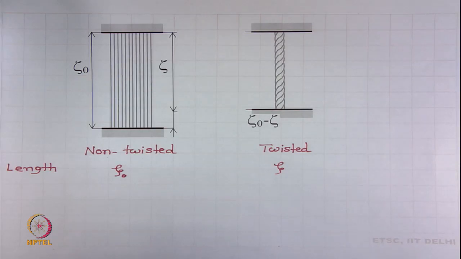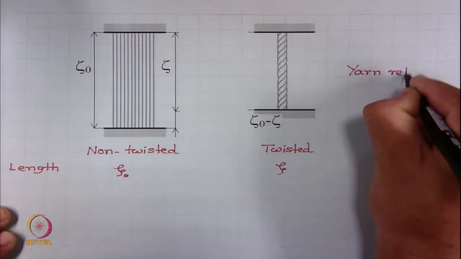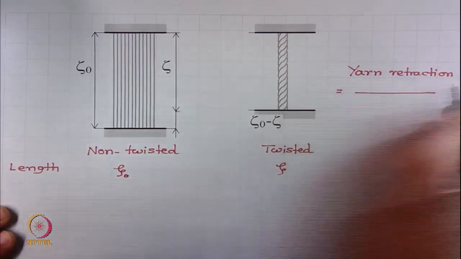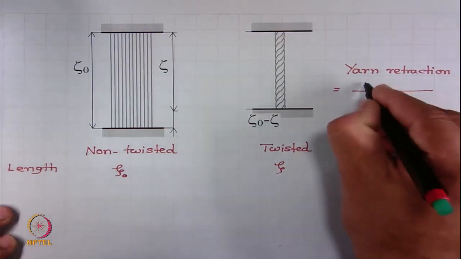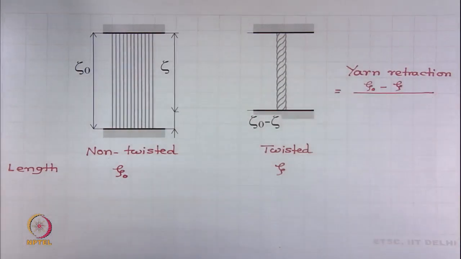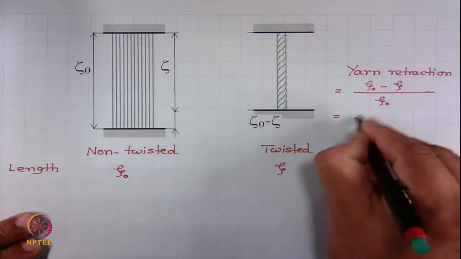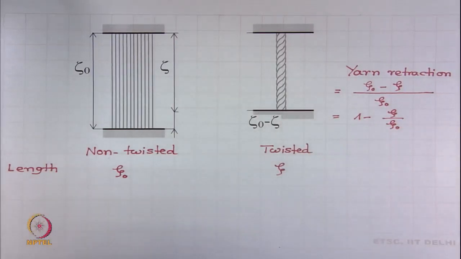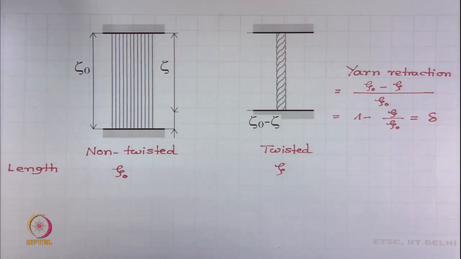Right. So, what is yarn retraction? Yarn retraction is defined by change in length divided by original length. So, what is the change in length? Zeta naught minus zeta. And what is the original length? Zeta naught. So, if we simplify, we obtain this expression. Let us use a symbol delta to denote yarn retraction.